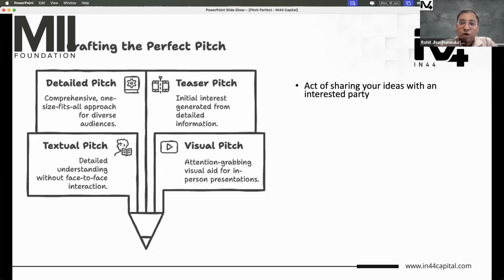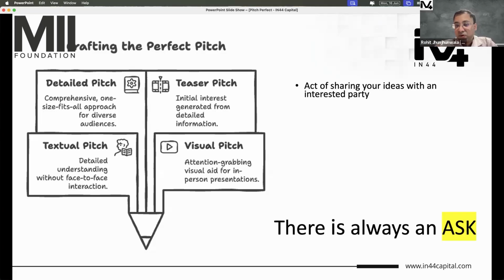But the one thing that is common in all of them, and in any pitching, is that there is always an ask. When you say an ask, it is a call to action, or as we call it, a CTA. It essentially asks the other party, the audience, to do some action. Is it like, hey, if you're interested, reach out to me? Or hey, if you're interested, would you want to have another conversation? Or do you want to get investments, or whatever be the case? There is always an ask.